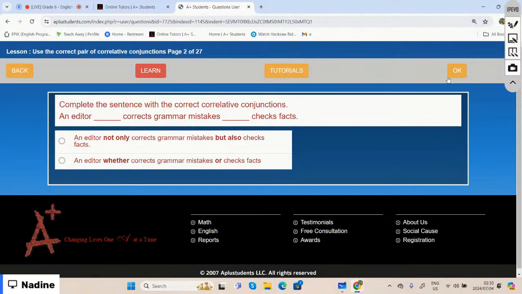An editor not only corrects grammar mistakes but also checks for facts. Or we can say an editor whether corrects grammar mistakes or checks facts.